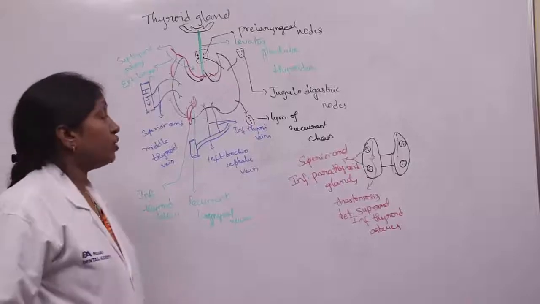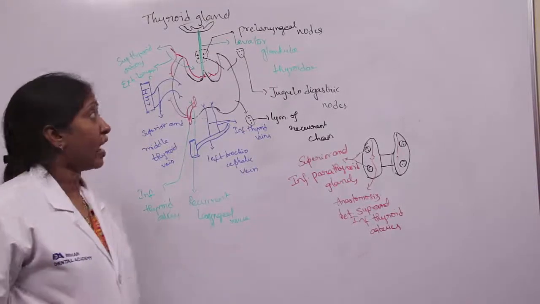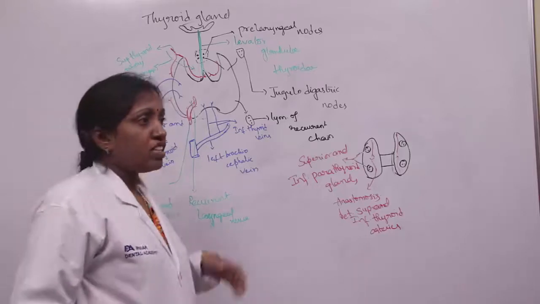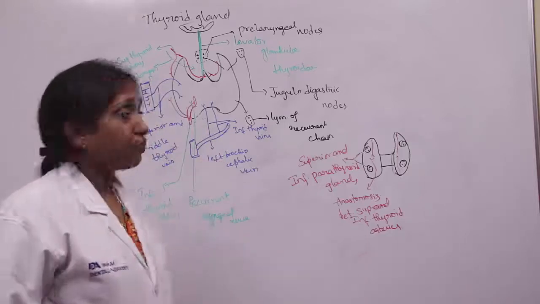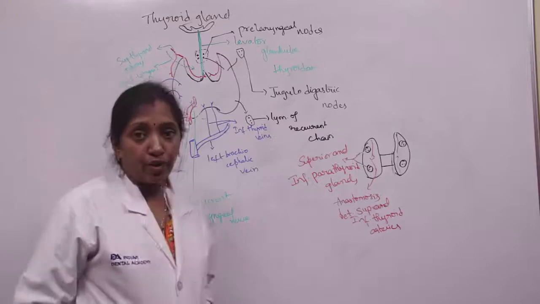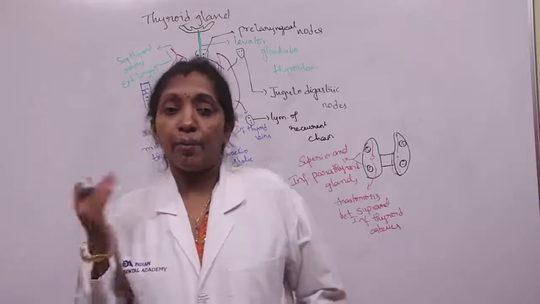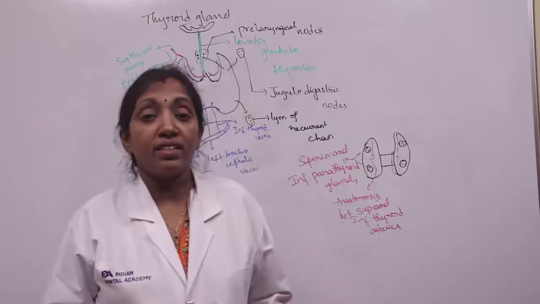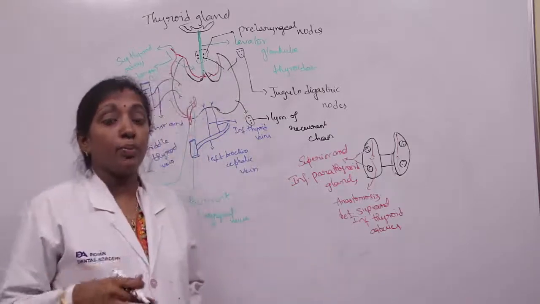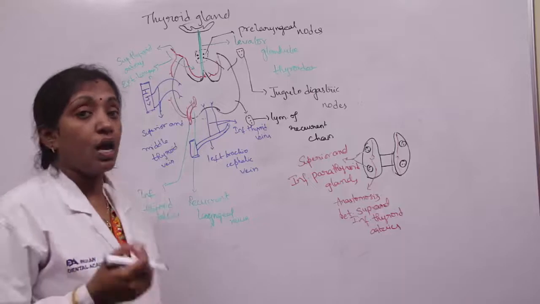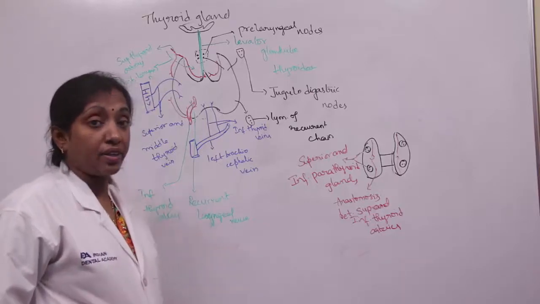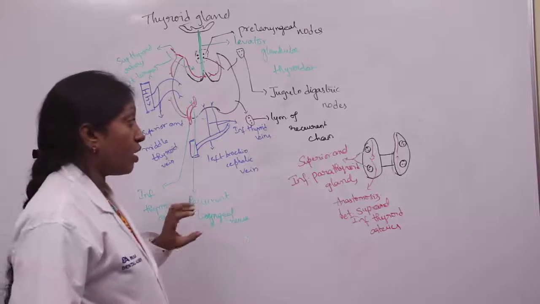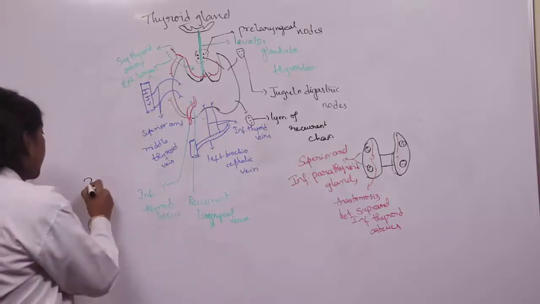So coming to the deep structures of the neck, we have the thyroid gland, thymus, trachea and esophagus. Out of these, the thyroid gland is very important. The thyroid gland is an endocrine gland. It manufactures its own hormones and releases them whenever required. It's the only endocrine gland that depends upon the outer environment for the manufacturing of its raw materials. It is a ductless gland, and it weighs about 25 grams.